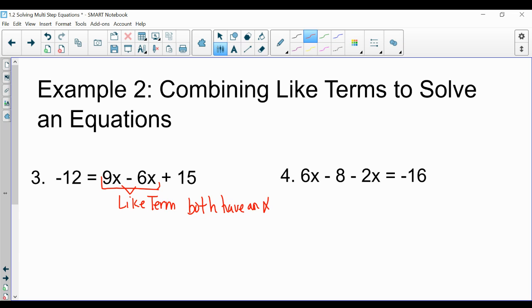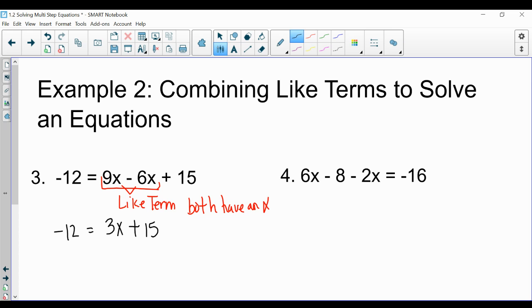So all I'm going to do is I'm going to add, or I'm going to subtract the coefficients. So the numbers in front of that variable. So I have 9 minus 6. So that is 3. And then I keep my variable. And then plus 15. So now I have simplified that expression on that side.